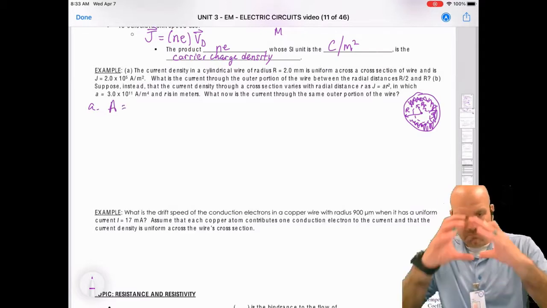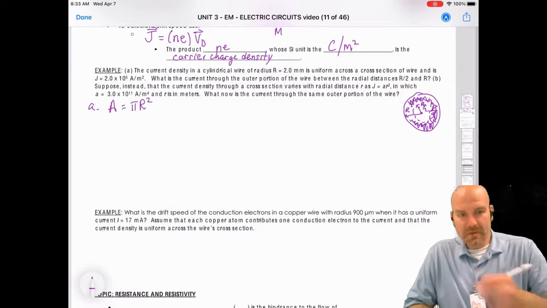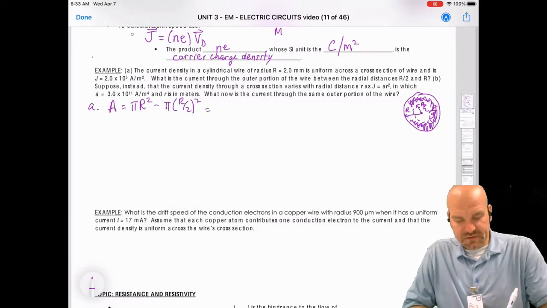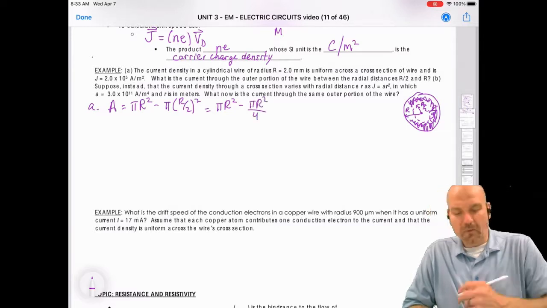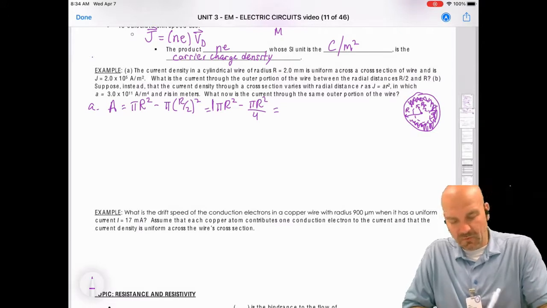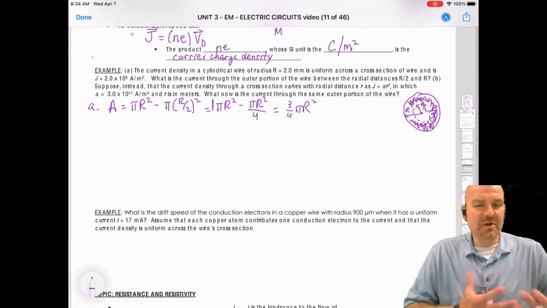So it's going to be the big area, pi big R squared, minus the small area, which is going to be pi times R over 2 squared. And so that's going to be pi R squared minus pi R squared over 4. It's like 1 minus 1/4, really. So it's 4 over 4 minus 1/4, which is 3/4 pi R squared, right? So that's going to be our area.